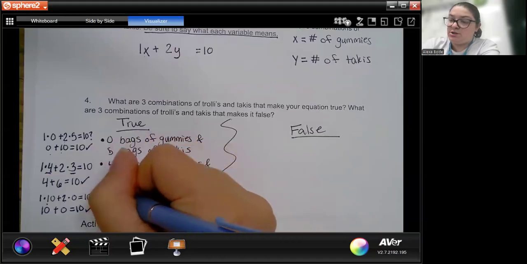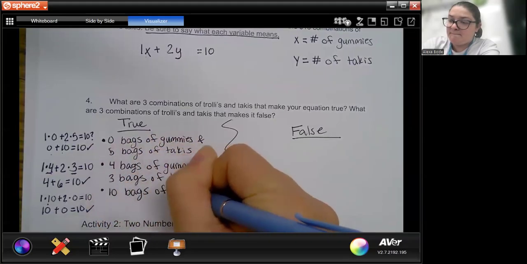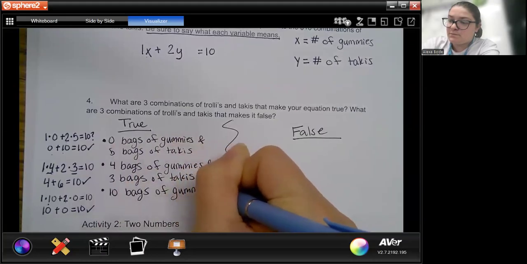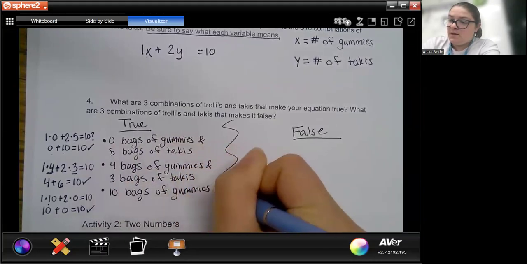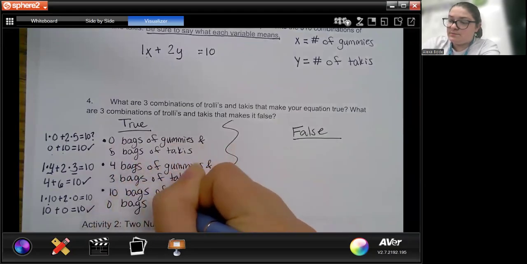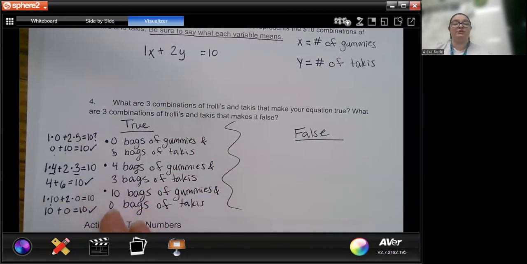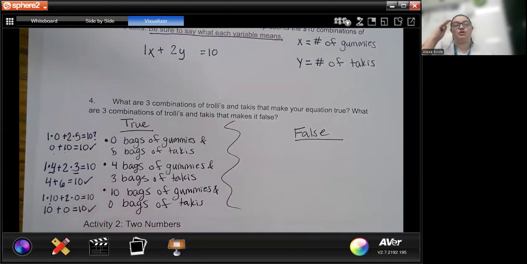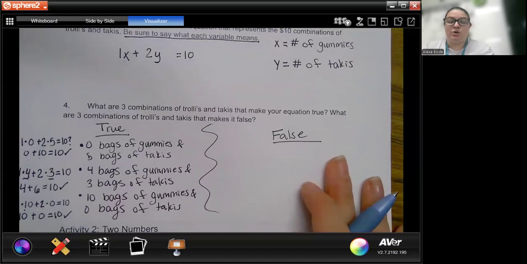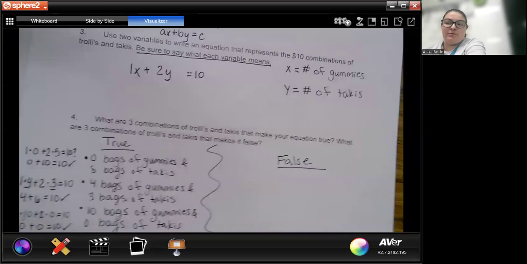So we can also do 10 bags of gummies and 0 bags of Takis. These are all solutions that make it true. If I was to graph this, all of those would be on the graph. Okay, so ones that would make it false is basically anything that's not in this table.